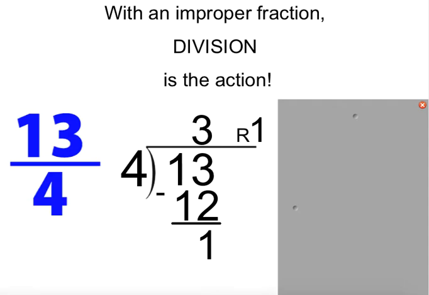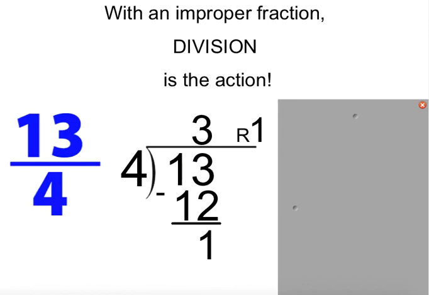So 13 divided by 4. 4 goes into 13 3 times. 3 times 4 is 12. Subtract. So I get 13, take away 12 is 1. There's nothing to bring down, so my remainder is 1. So right now I have 3 remainder 1.